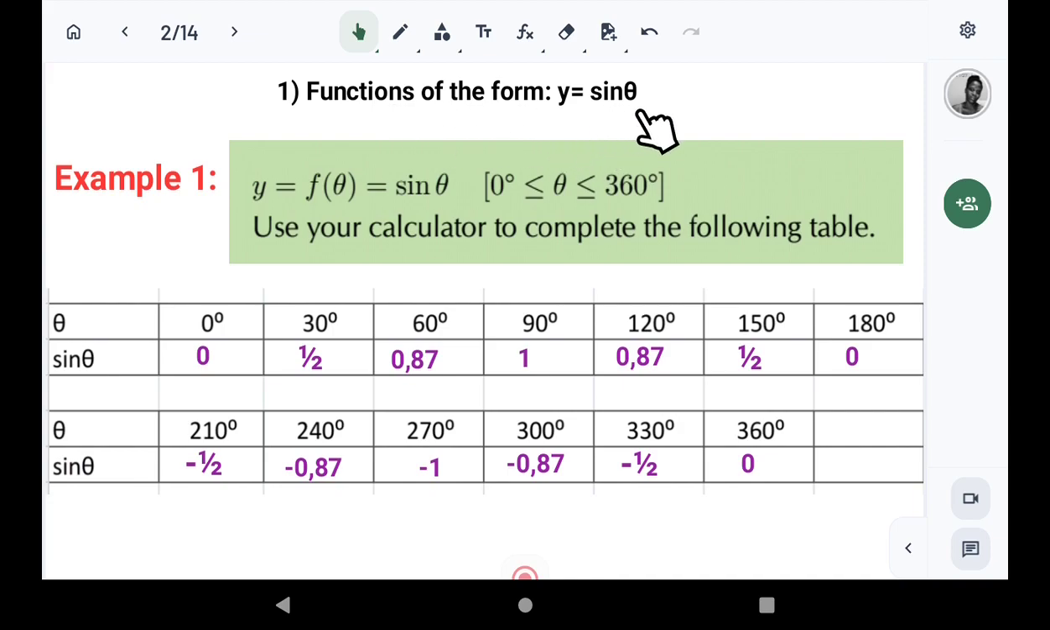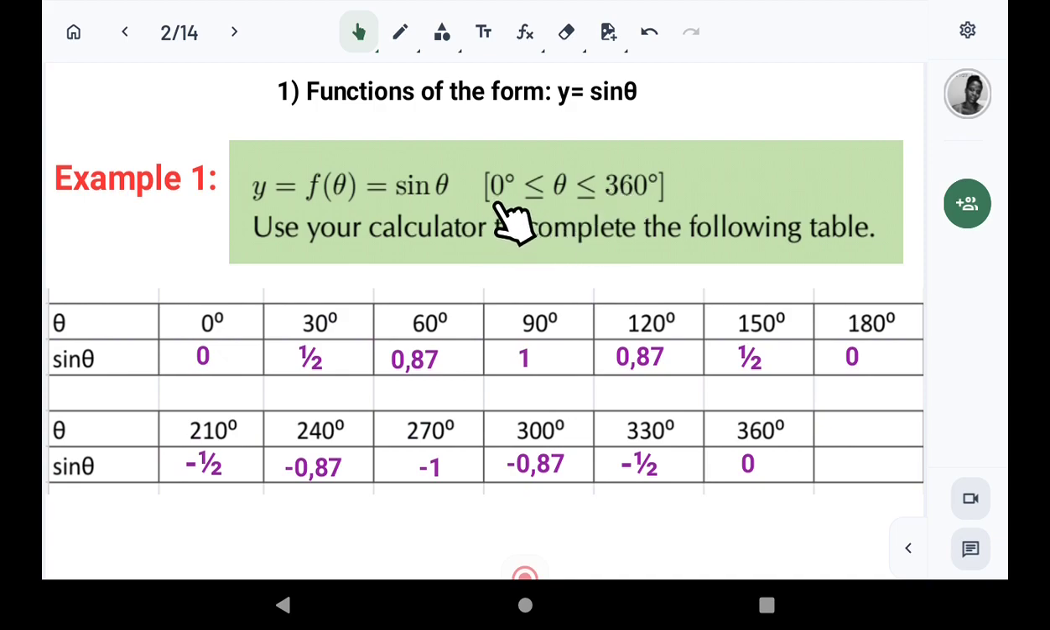Functions of the form y equals sine theta. As I said, this is the most basic function of a sine graph. Now, a lot of people struggle with functions because they don't understand the basics. Tables help you figure out what the shape of a function looks like, and we're going to use those tables in this case to plot the graph of y equals sine theta. Like I said, the most basic.